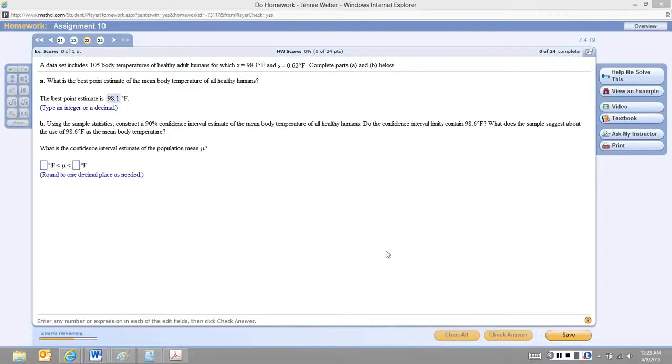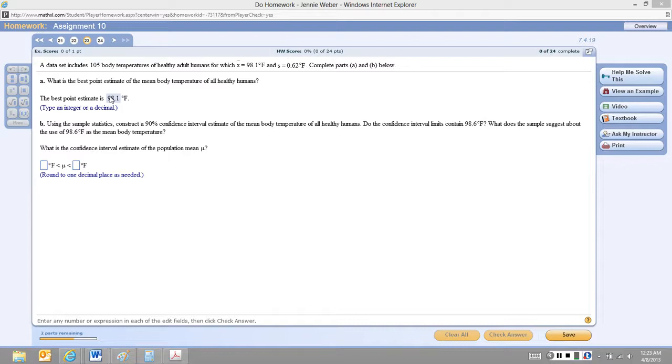Okay, we're doing the example from 7.4, and we have a data set of 105 body temperatures for adult humans. We are given a sample mean, x bar, of 98.1, and a sample standard deviation, S, of 0.062. Now, what's the best point estimate for the mean body temperature? Well, that's just our sample mean, 98.1.